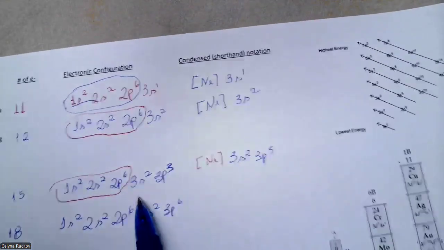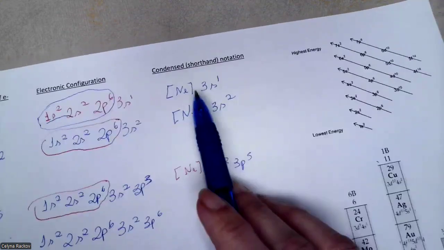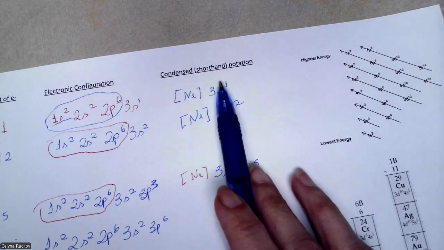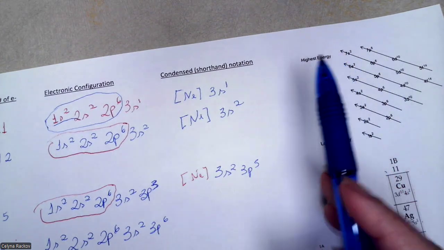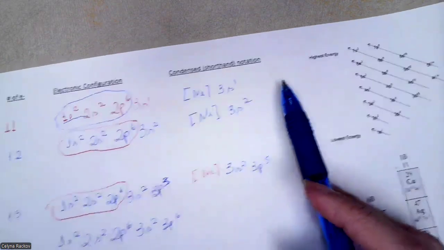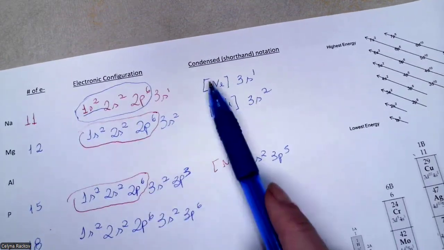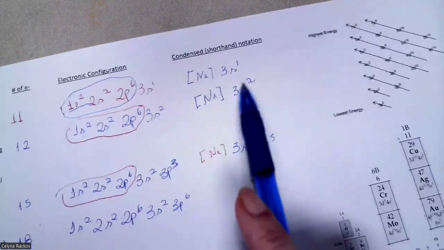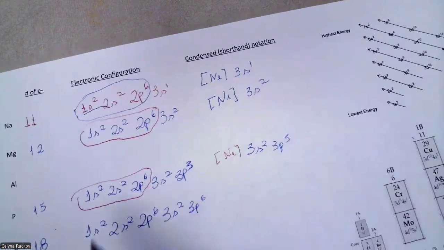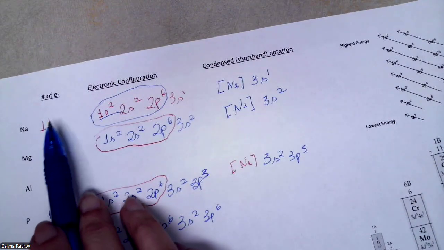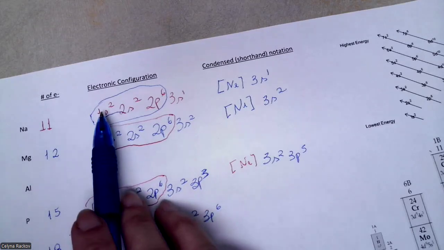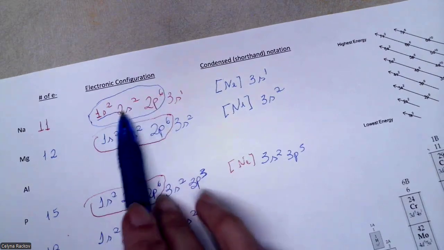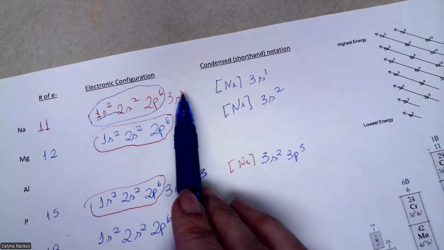So now another way to write electronic configuration is called condensed notation or shorthand notation, also called noble gas notation. Why noble gas? Because we're going to use the noble gas in brackets, only the noble gas in brackets, to write the shorthand notation. For example, sodium has 11 electrons, right? Sodium: 1s2, 2s2, 2p6, that's 10, and then 3s1, 11.